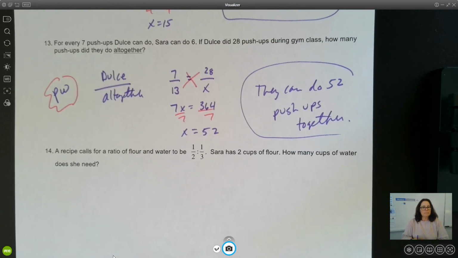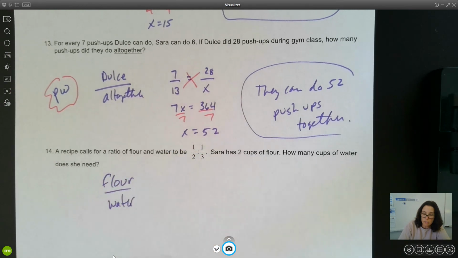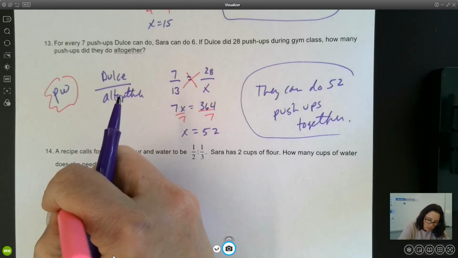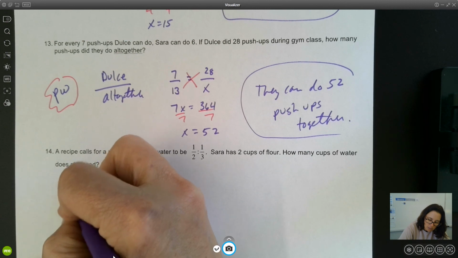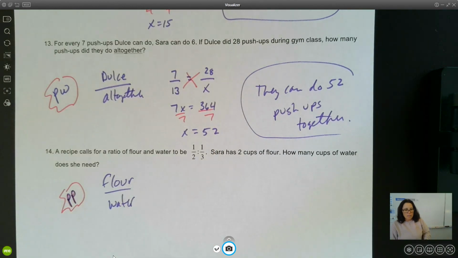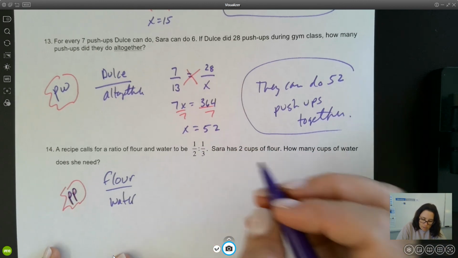Okay, and the last one, a recipe calls for a ratio of flour and water to be 1/2 to 1/3. Sarah has 2 cups of flour. How many cups of water does she need? Okay, so I'm going to do flour over water. You could have totally done water over flour. This is going to be a part to part this time. Whoops, I should have written that in purple to stay with my little pattern here. Okay. All right, so be careful with the fractions.